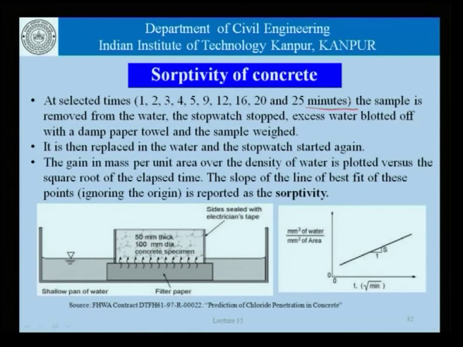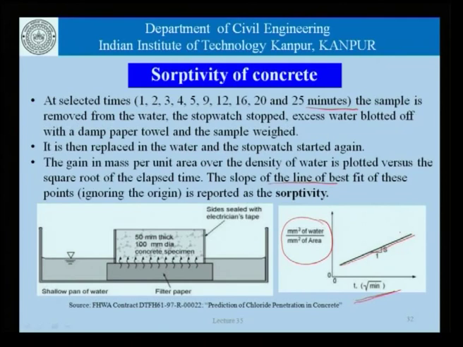If this is plotted with the square root of elapsed time, the slope of this line gives us the sorptivity value. So, we really obtain the volume of water absorbed divided by the area of the specimen, and if we plot it with respect to the root of time, we get a straight line, the slope of which is reported as the sorptivity value.